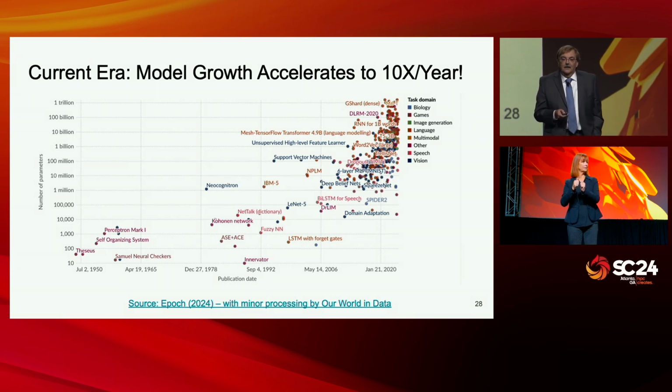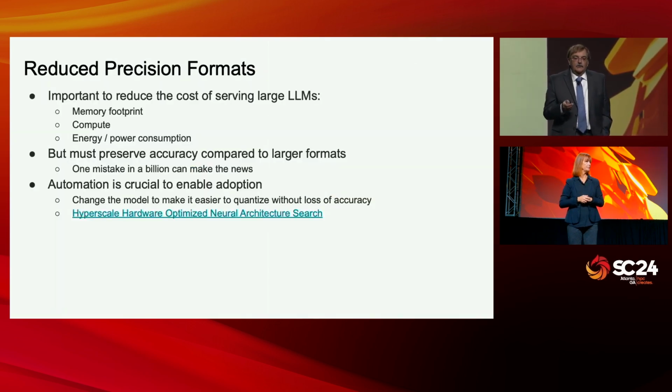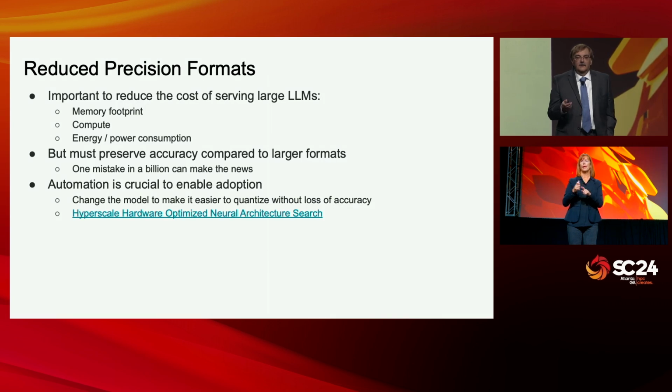Pretty amazing. And reduced precision formats are important to further reduce energy costs and also the memory footprint. But of course, we can't get an order of magnitude smaller than bfloat16, which is only 16 bits. But using smaller data types will require automation to be effective. And one of the reasons for that at Google is we have to preserve accuracy compared to the larger formats, because one mistake in a billion can make the news.